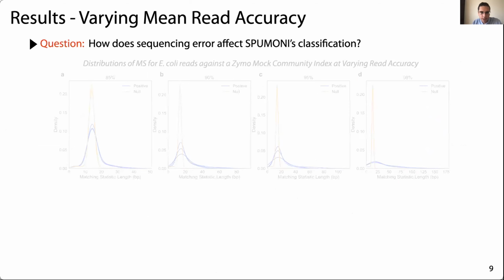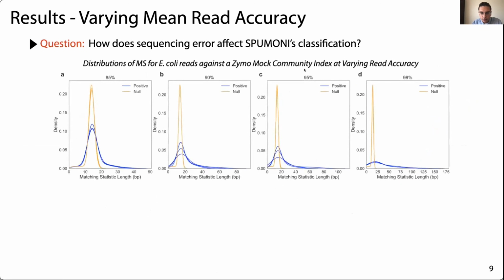So now transitioning into some of the results. The first question we had is, how does sequencing error affect SPUMONI's classification? With long-read technologies, you're typically dealing with higher error rates, so it's a natural question to ask. We used the mock community example, where we built an index for the microbial species in the mock community, which includes E. coli. And then we looked at the matching statistics for E. coli reads as we changed the read accuracy.